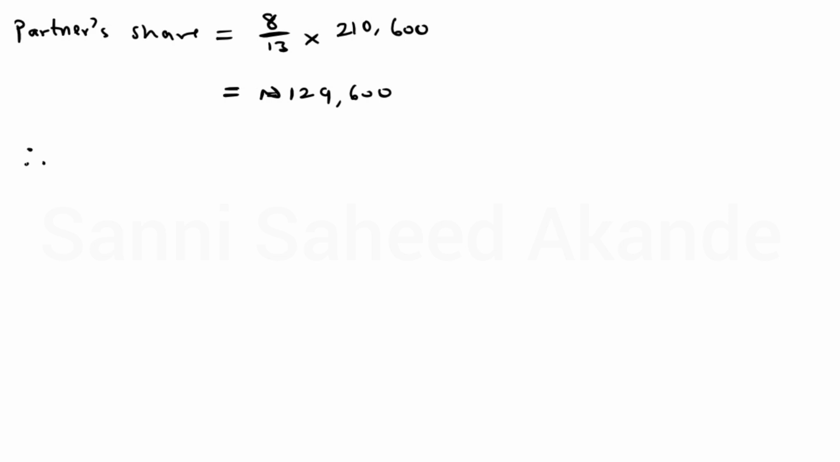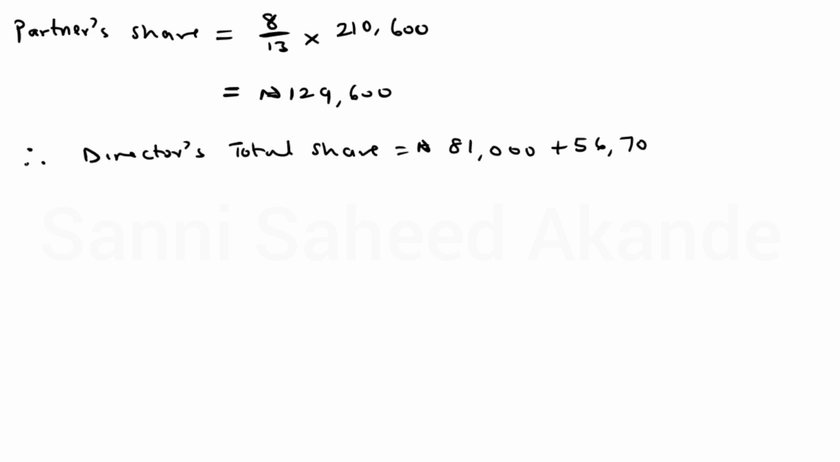Now let's look at their total shares. The director's total share will be equal to the 81,000 naira that he got from the remaining share, plus the 56,700 naira that they each get from that 35% profits. When you add it together, you get 137,700 naira.